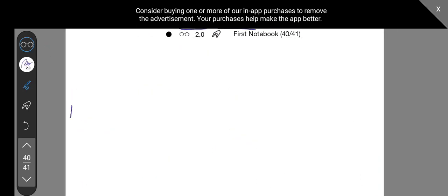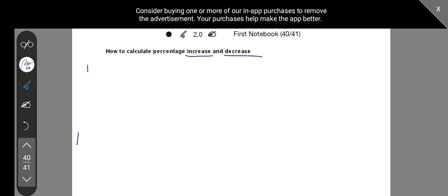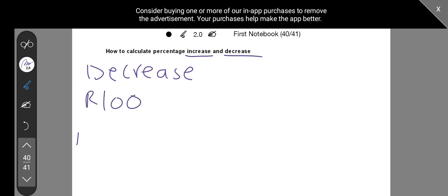So now we're going to talk about percentage decrease. Suppose we are using the same amount. You have 100 rands and this time it is decreasing by 50%. This means it's decreasing by its half. We know that 50% is equal to half. So it's decreasing by its half, so it's going to be 50 rands.